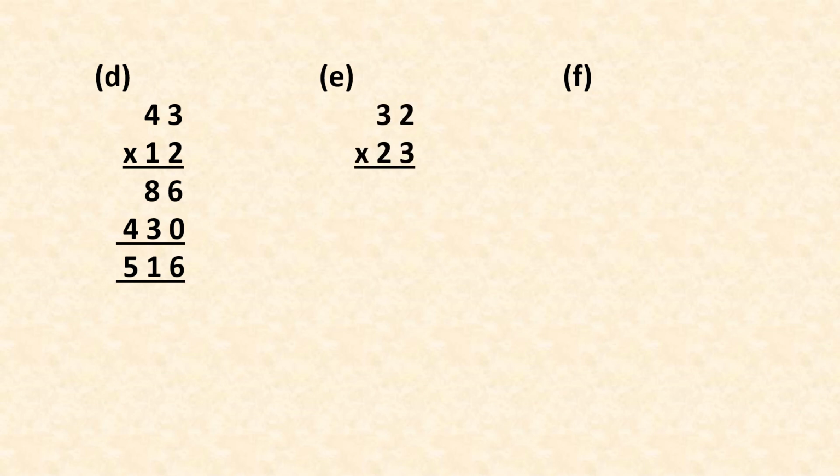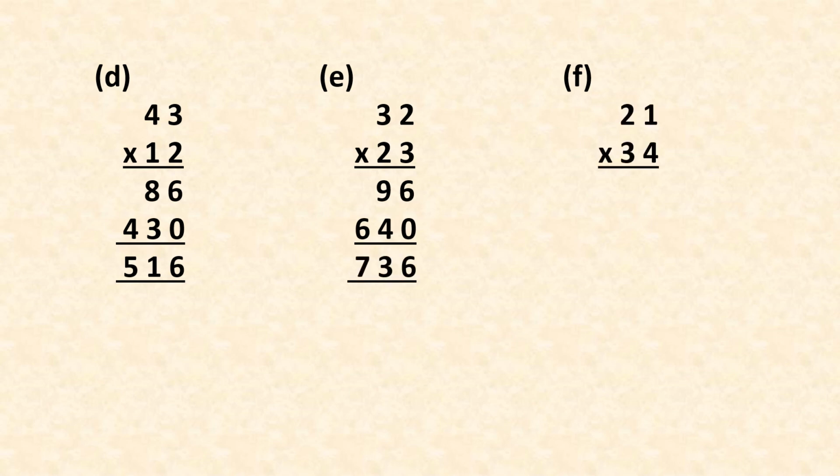Now same way children, E part, 32 multiplied by 23. 32 you multiply with 3, you will get 96. Then you multiply 32 with 2, you will get the answer 64. Now add these products, the answer is 736. Then F part children, 21 multiplied by 34. Now 21 you multiply with 4, the answer will be 84. Then you multiply 21 with 3, you will get 63. Then add these two products, the answer is 714.